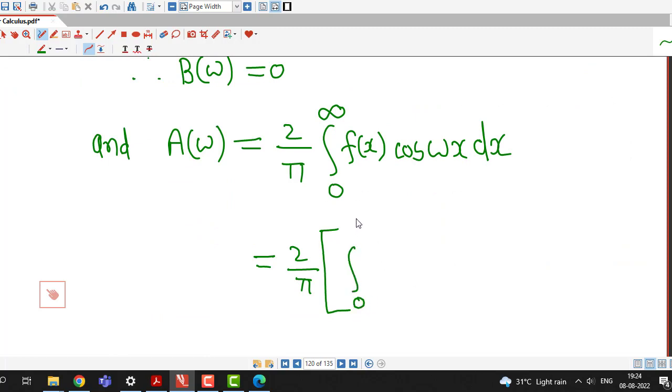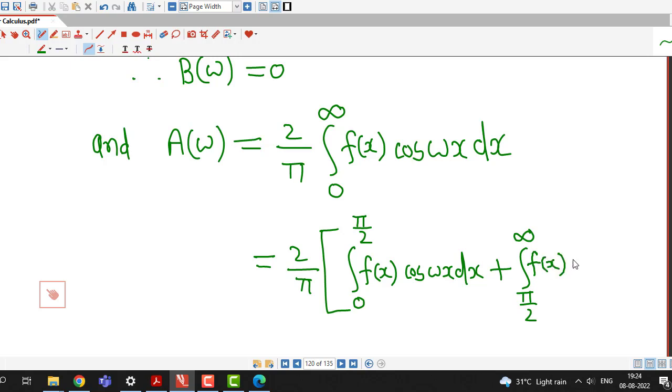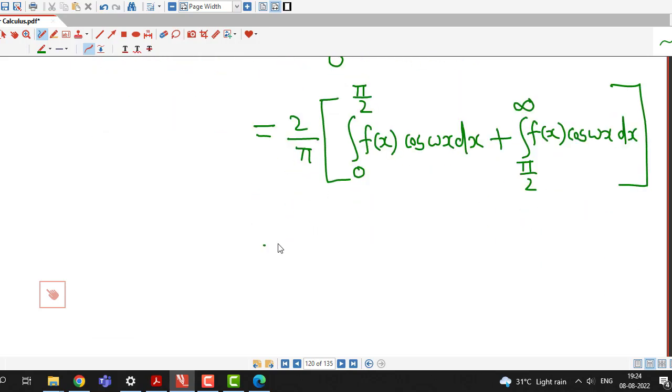We write the integral from 0 to infinity as integral from 0 to pi by 2 of f(x) cos(omega x) dx plus integral from pi by 2 to infinity of f(x) cos(omega x) dx. Now in the interval 0 to pi by 2, the value of f(x) is cos x. So first we write that value. Here we put f(x) equal to cos x, and cos(omega x) dx.